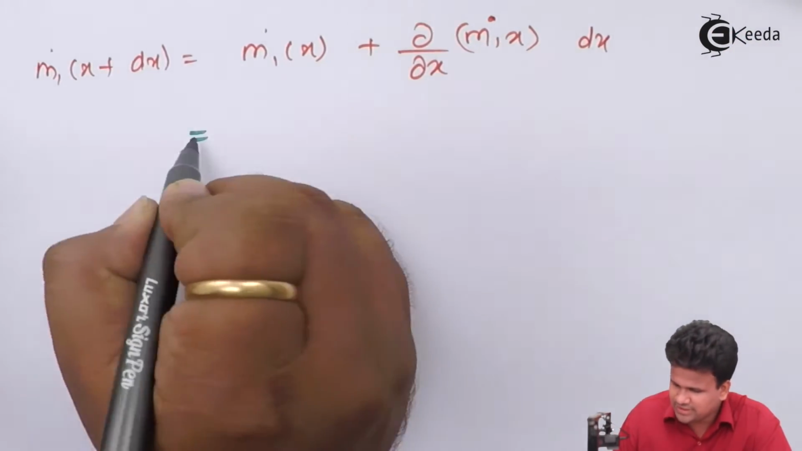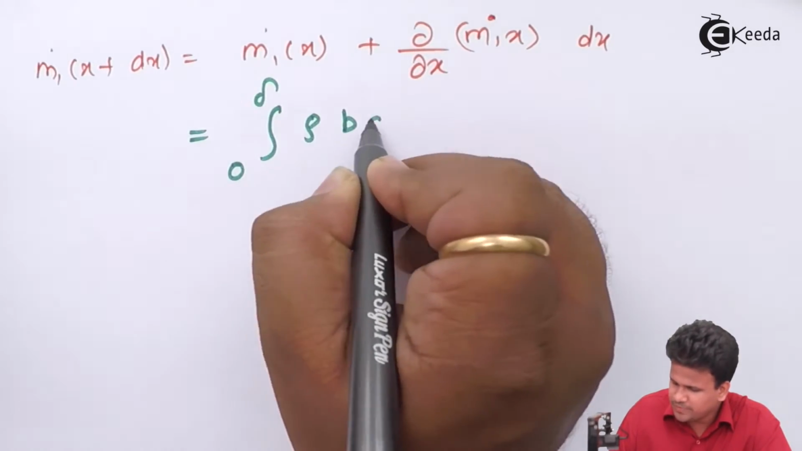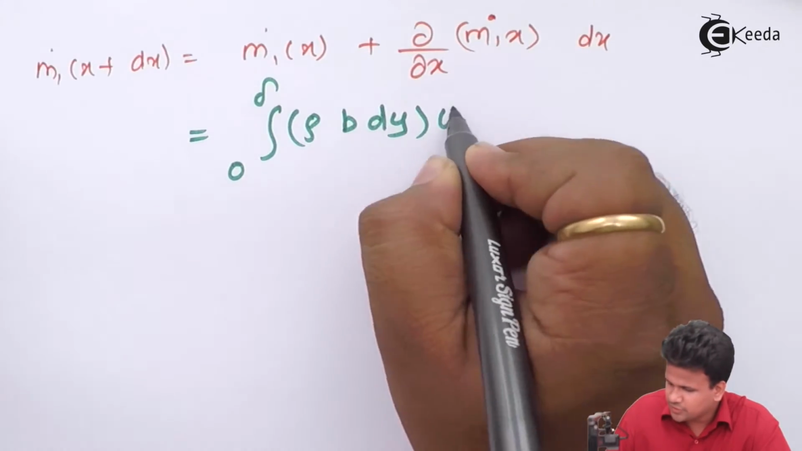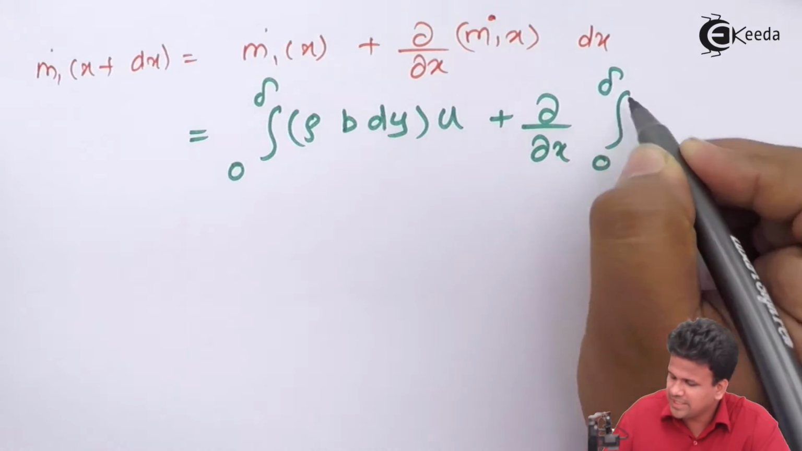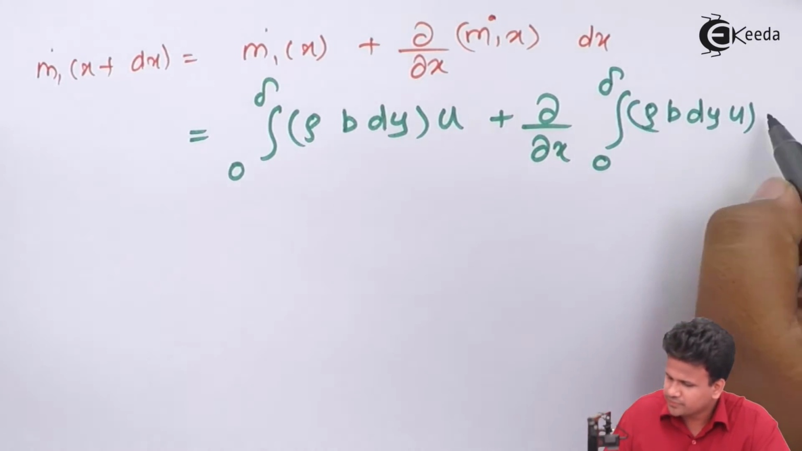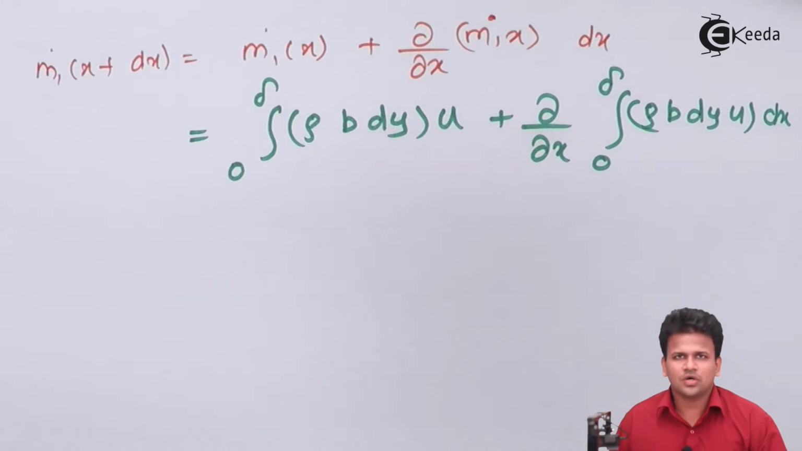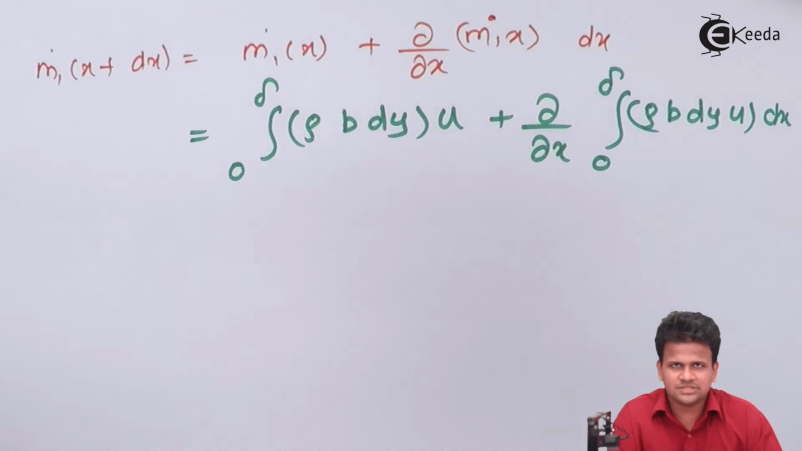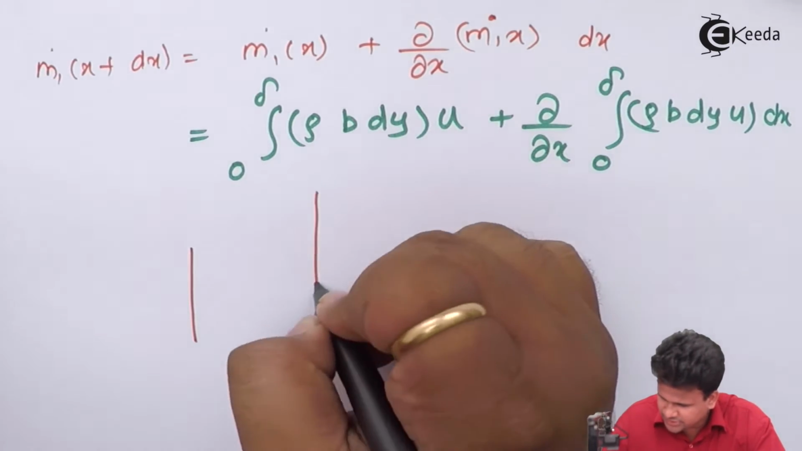So what we get over here is integral 0 to delta rho b y u plus ∂/∂x of the integral 0 to delta rho b dy u into dx. So this is the entire part which we have got. Now we have seen what the mass flow rate coming inside is, and what the mass flow rate leaving is. So now if we draw the diagram all over again, we can notice one thing over here.